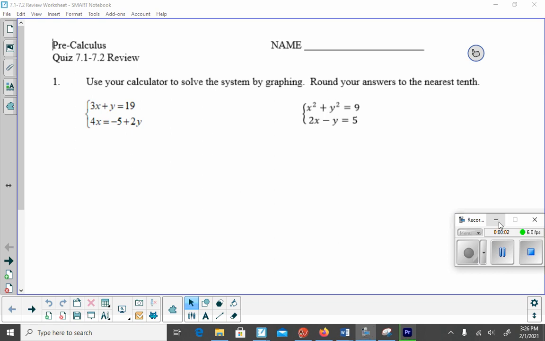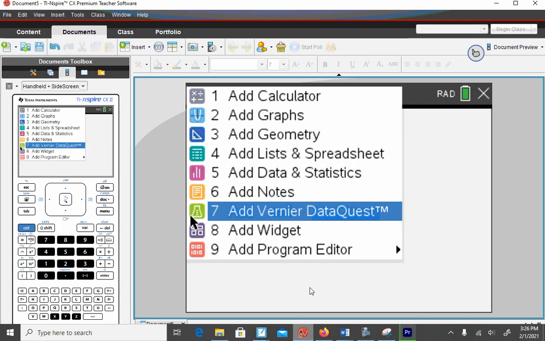Hello, this is Mrs. Ward, and I'm going to go over the review worksheets for section 7.1 and 7.2, which is solving systems using graphing, substitution, and elimination. So the first two on the review worksheet asks you to solve the system by graphing, round your answer to the nearest tenth. So you're going to pick up your calculator.